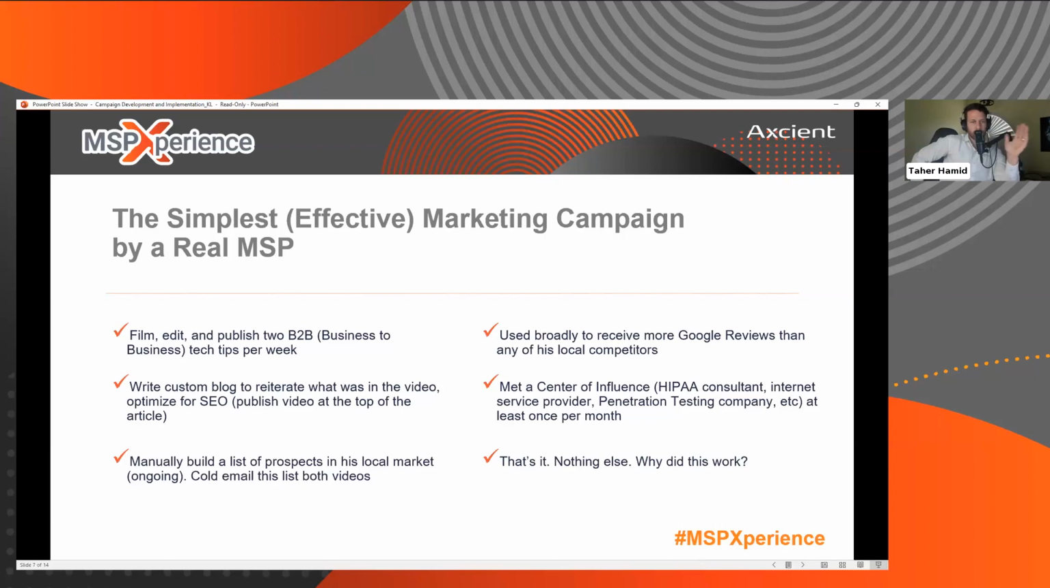Campaigns can get complicated for sure. You see those big plans, the timelines, the milestones, the whole team working on it. Campaigns can get really complicated. They can also be extremely simple and effective. So here's an example from a friend of mine.